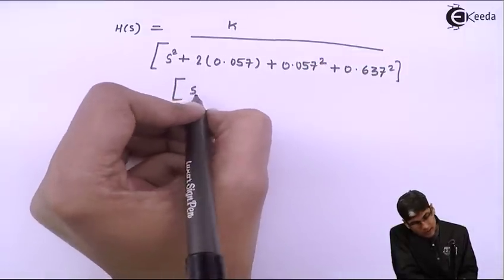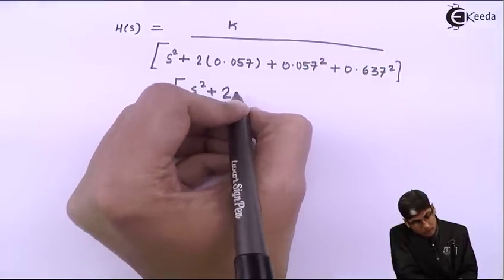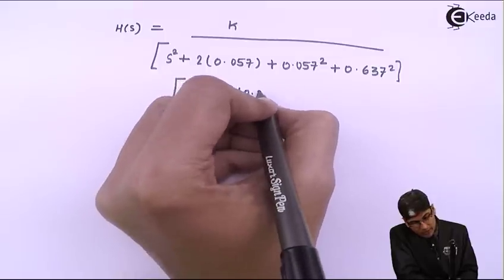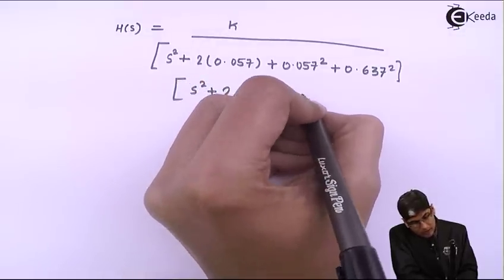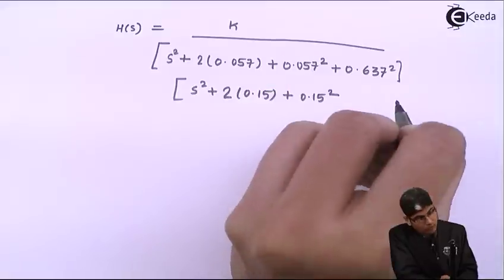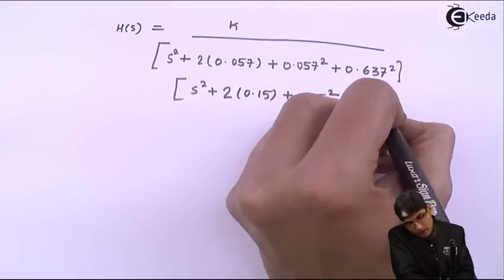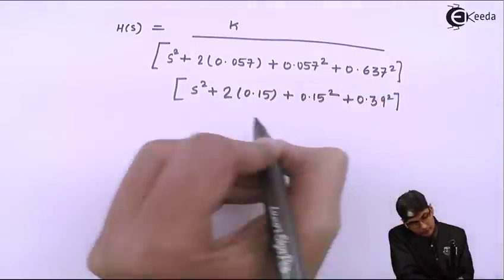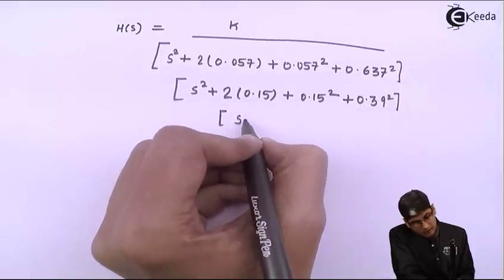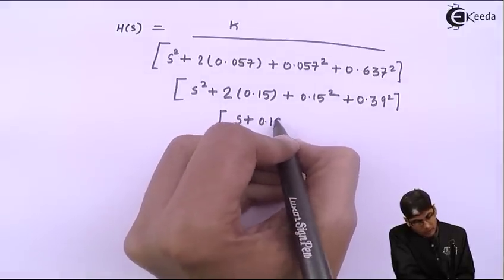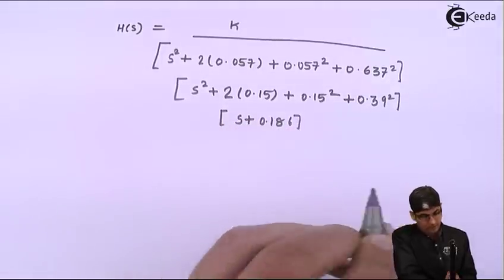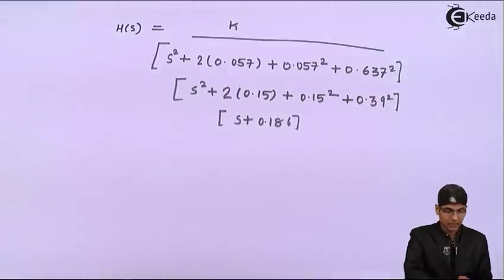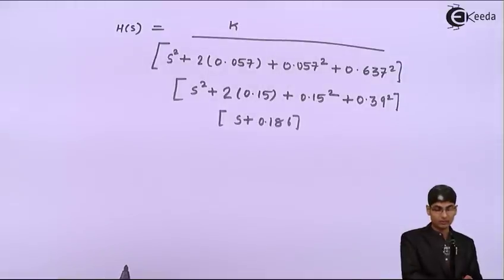Then we have s square plus 2 times of 0.15 plus 0.15 square plus 0.39 square. And lastly, we have the final term, that is s plus 0.186. Okay, so we have opened up the bracket and we have written it in this term.